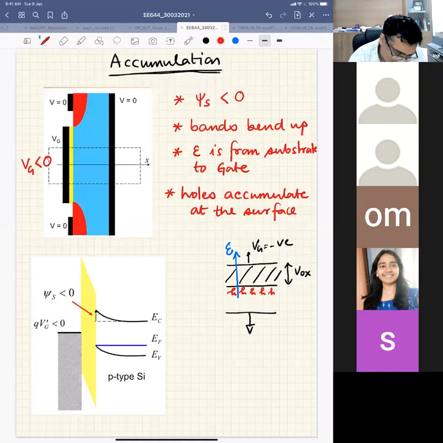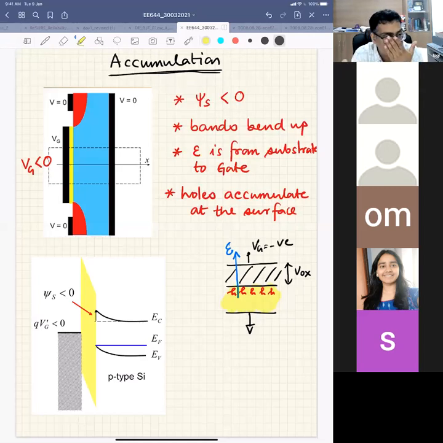So if you look at the silicon, there is a net charge. Here the net charge is holes. So you have a net charge, and there will be a voltage drop. Since silicon is not neutral anymore, there is a net charge in the silicon.